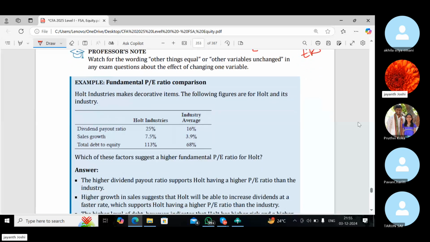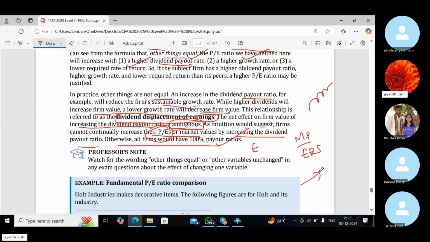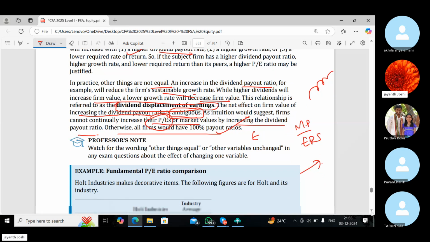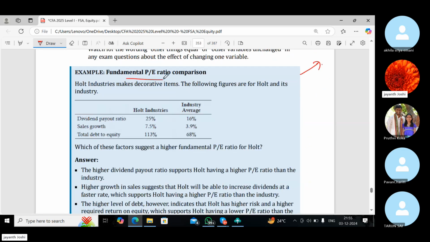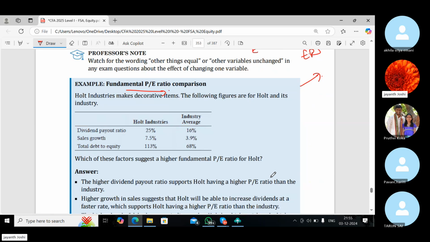Sustainable growth is nothing but that they have to survive for a longer period of time. If they give away the entire money they have earned as dividends, what are they going to retain, what are they going to reinvest, and how are they going to save the cost? So now, for the fundamental PE ratio comparison, please go through this. We'll discuss.